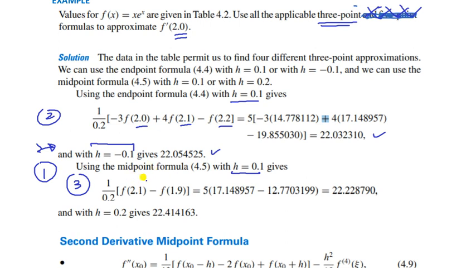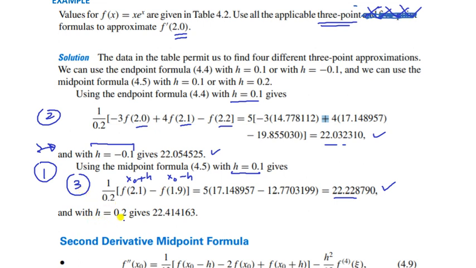So 2.0 plus h is 2.1, 2.0 minus h is 1.9. So this is x naught plus h, x naught minus h. So this is the midpoint formula. If I use this one, this should be my derivative. Okay, all the derivatives are very close to each other. You see, 22.03, 22.05, 22.22.